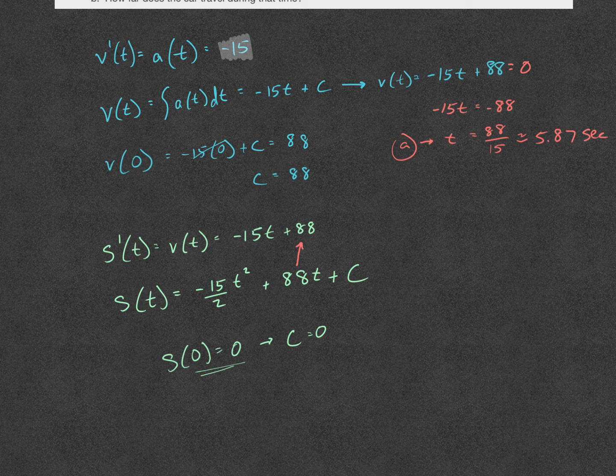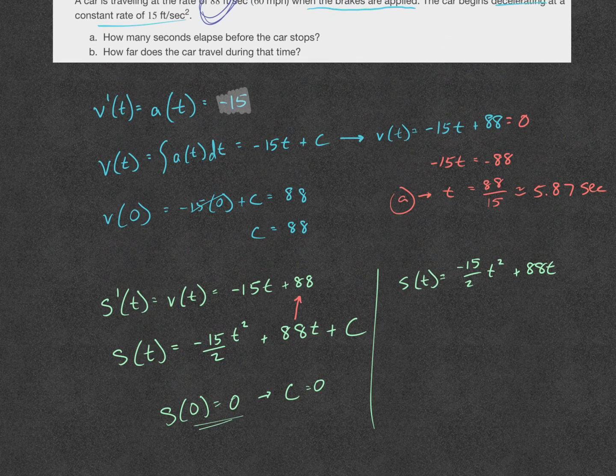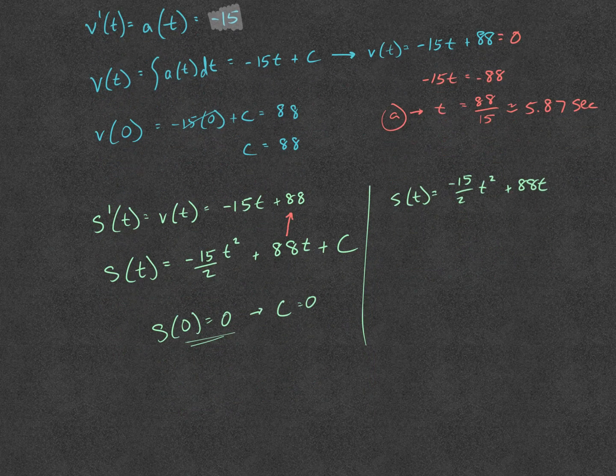If you didn't quite follow that, that's not a huge deal. I'd rather you just understand the general form of this process. But the initial position of the car is 0. All right, so our new s function that we just found is negative 15 over 2 t squared plus 88t. Last step, finally, going back up, how far does the car travel during that time? I want to know what is s of 88 over 15, or 5.87 seconds.